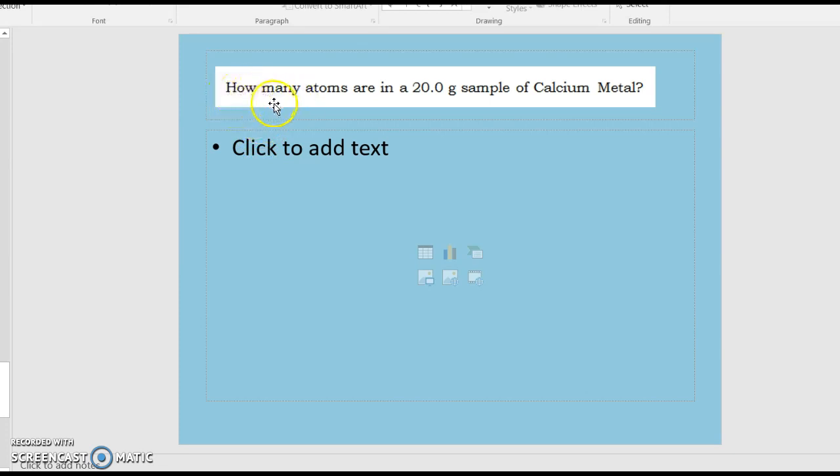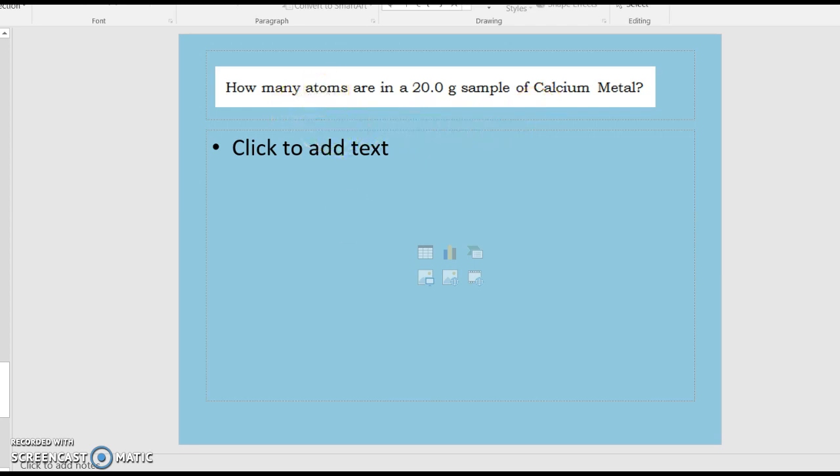I'm going to start this problem. It says, how many atoms are in a 20-gram sample of calcium metal? This problem is pretty straightforward, but I'm going to walk through it, click through the slides, and help you understand what's going on. First of all, calcium metal is on your periodic table as Ca, and calcium should have an atomic mass of 40.1 grams per mole.